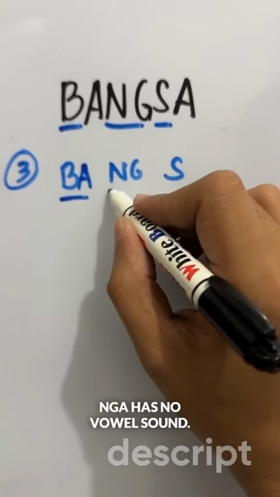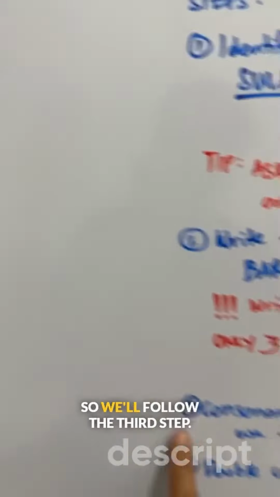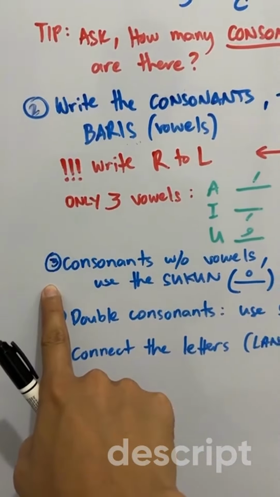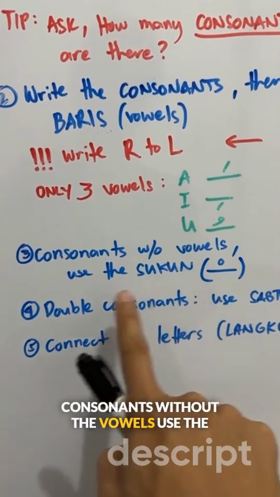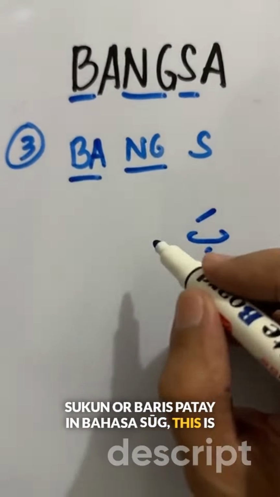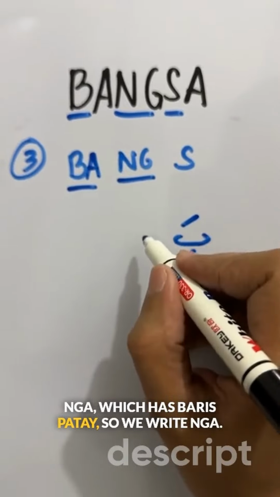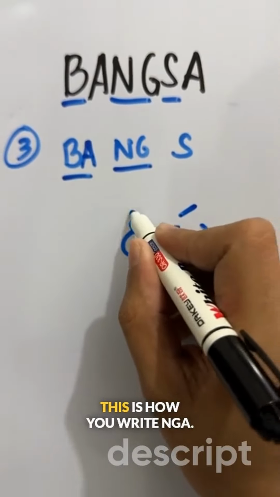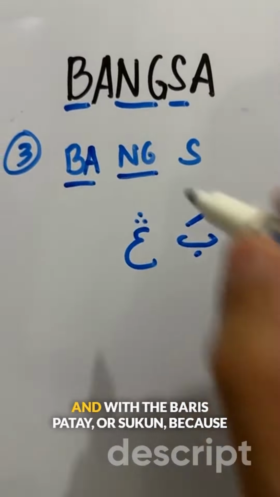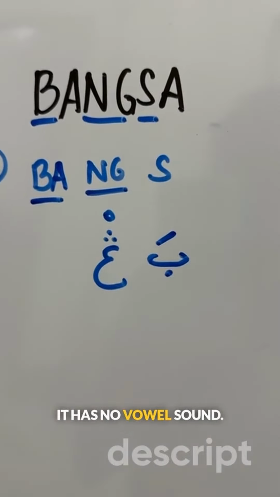The next we have nga. Nga has no vowel sound, so we'll follow the third step. Consonants without the vowels use the sukun or baris patay in Bahasa Sug. So this is nga, which has baris patay, so we write nga. This is how you write nga, with the baris patay or sukun because it has no vowel sound.